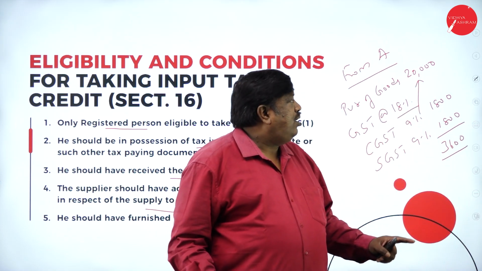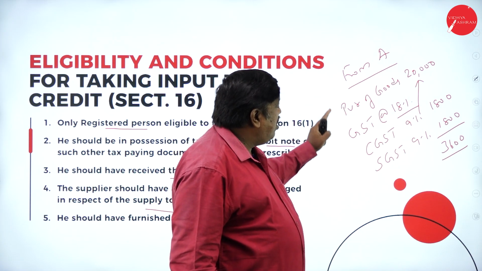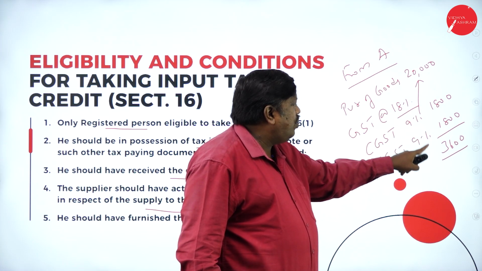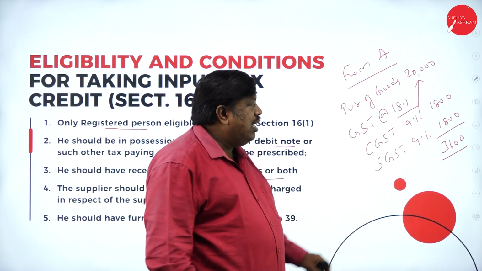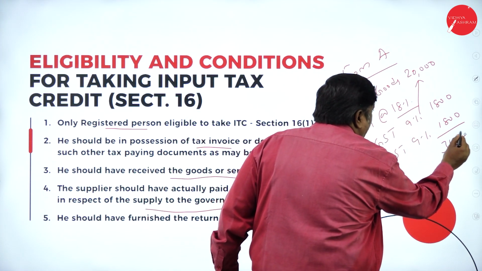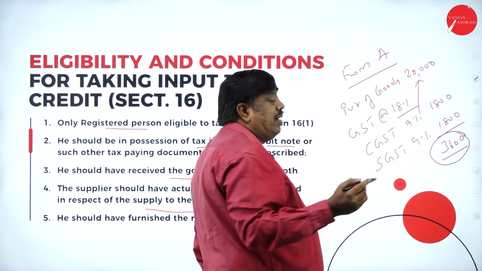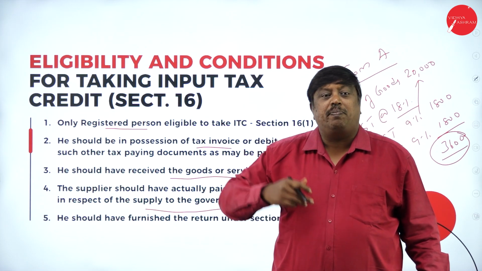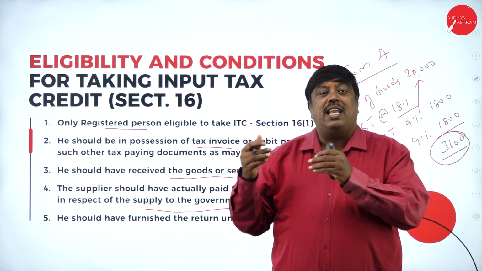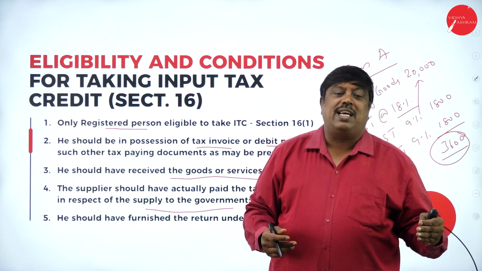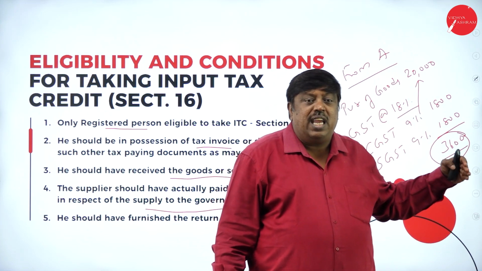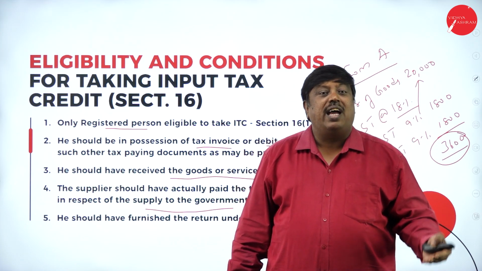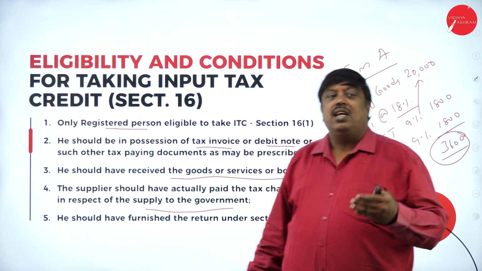What is the amount I paid to Mr. A? I paid to Mr. A for CGST 1,800, for SGST 1,800. Total amount I paid 3,600. Mr. A should have remitted this to the government. Means the amount whatever he collected from us has to be paid to the government. Then only I am eligible to claim the input tax credit. If Mr. A has not filed or has not paid that money to the government, I cannot claim that from the government.